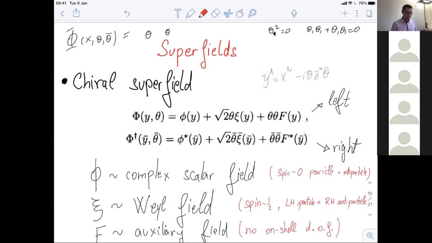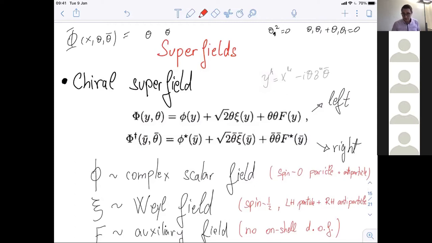Now, if you multiply two superfields, you will get a superfield again, because again you have this Taylor expansion in the Grassmann coordinates. Any function has to have that form, even the product of two functions will have that form. So that general function we call a superfield.